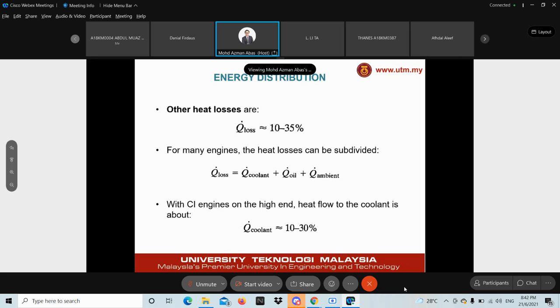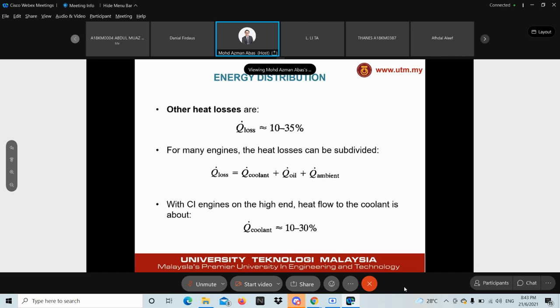Other losses to the surroundings can range between 10 to 35% depending on the engine design itself. But for many engines, the heat losses can be divided into coolant, oil, and also ambient. These three are the main ones, but of course it can go to other areas such as power steering fluid, transmission fluid, and so forth.